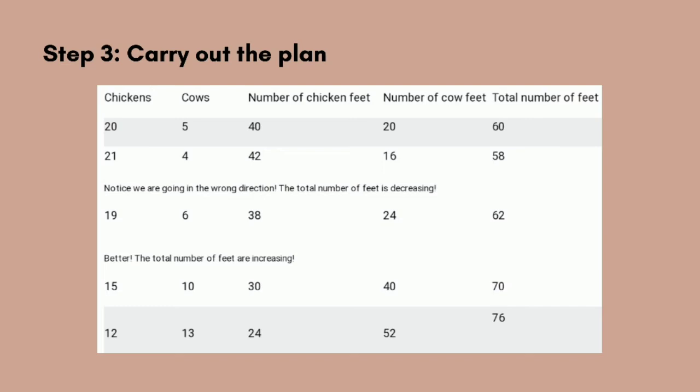So let's change the numbers again until we get to 76. Let's say that the chickens are 12 and the cows are 13. So the number of chicken feet now is 24 and the number of cow feet is 52. So 24 plus 52 is 76.